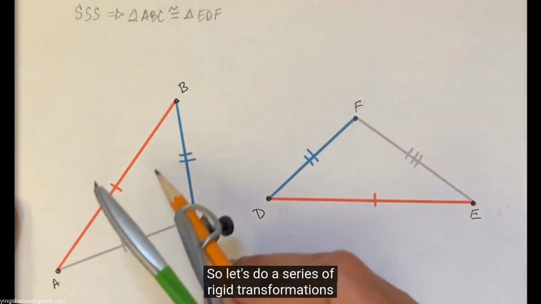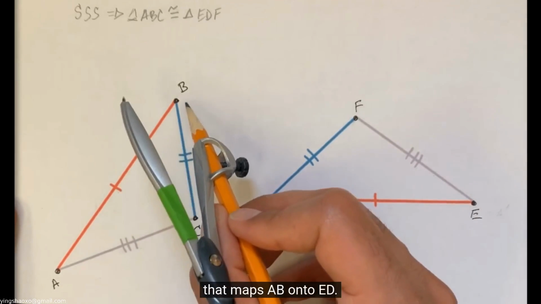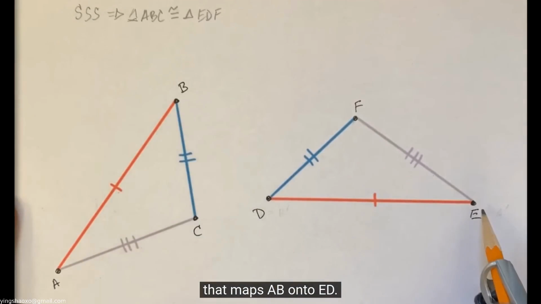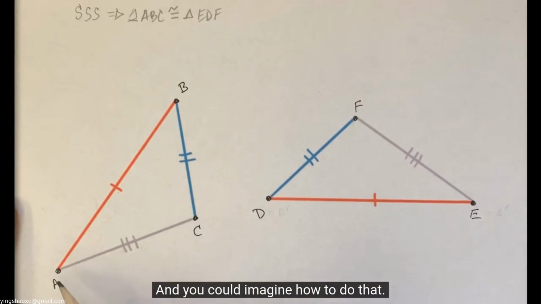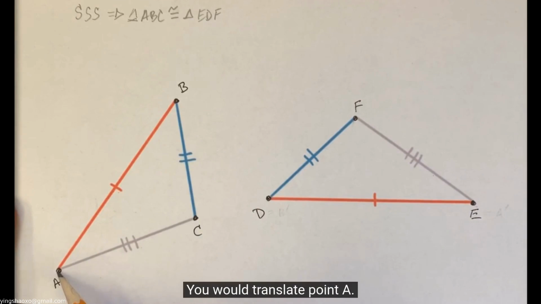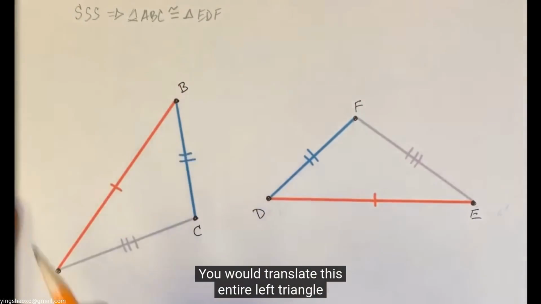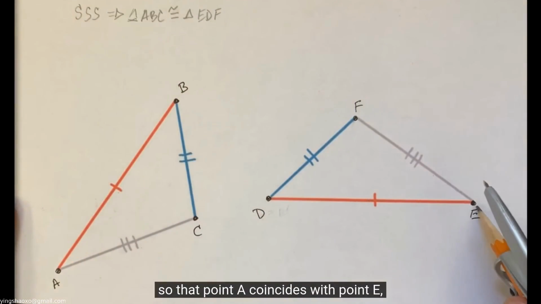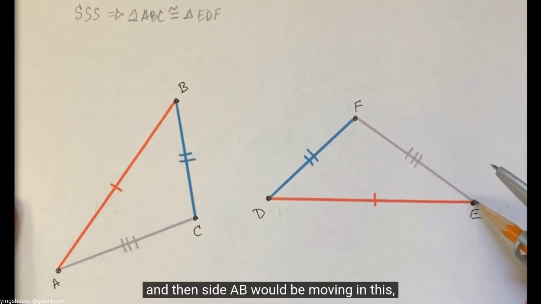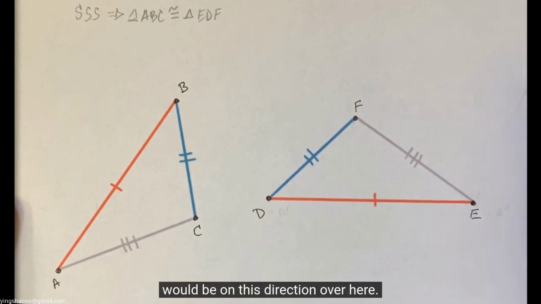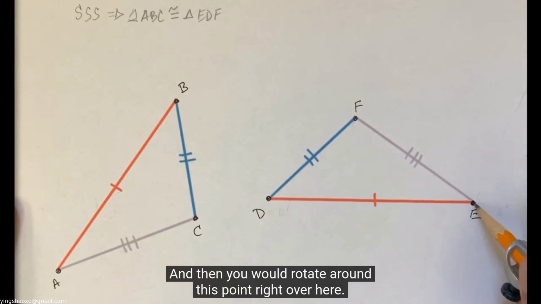So let's do a series of rigid transformations that maps AB onto ED. And you can imagine how to do that. You would translate point A, you would translate this entire left triangle so that point A coincides with point E, and then side AB would be moving in this direction over here, and then you would rotate around this point right over here.